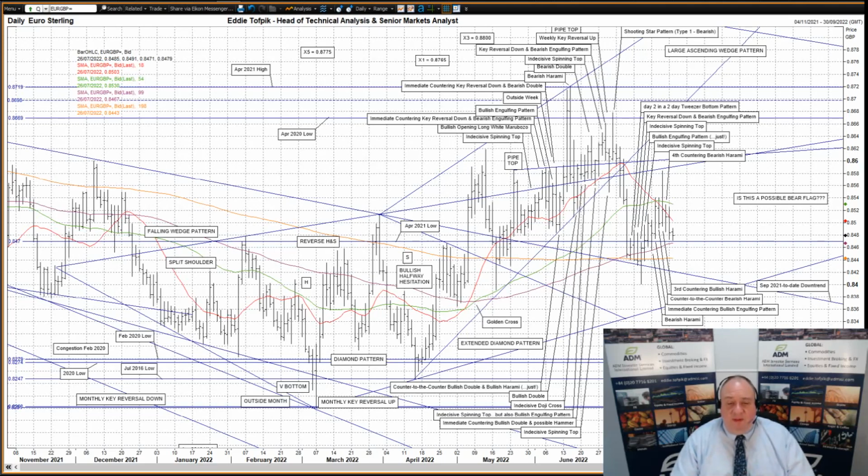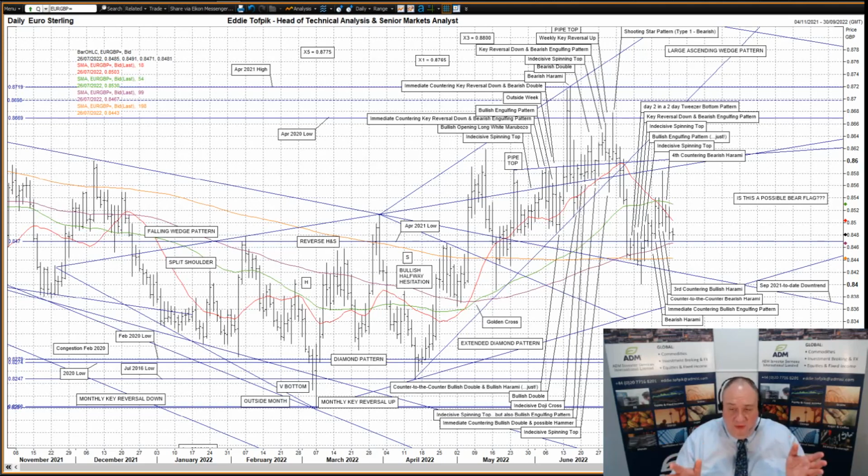Closer in, we have target X1 in the 87.65 area. This is the harder to reach secondary target for the recent smaller lopsided diamond pattern, plus target X3 in the 88.00 area, the harder to reach secondary target for the recent extended diamond pattern.